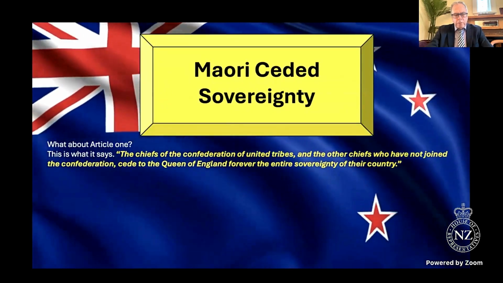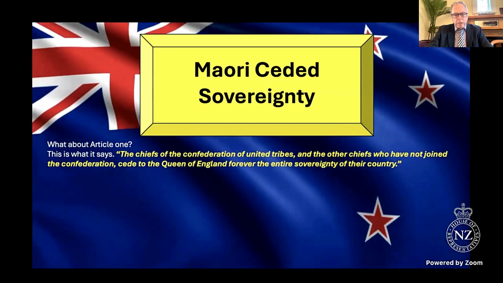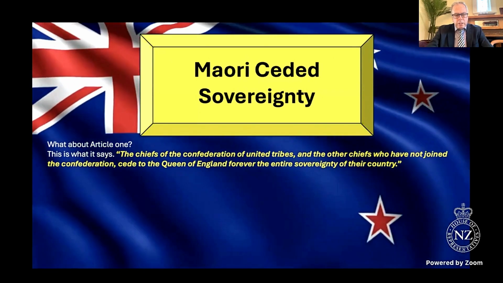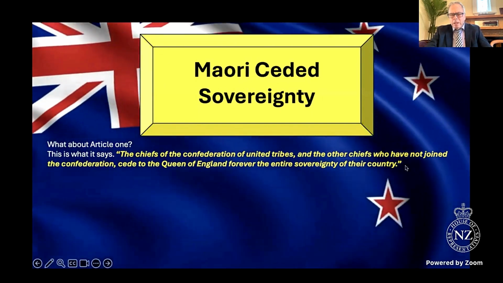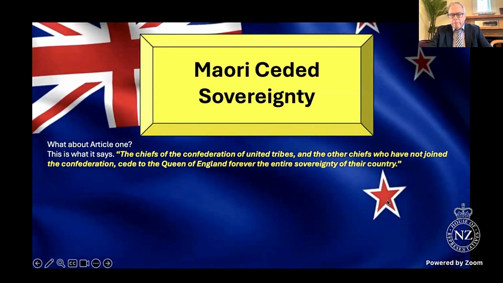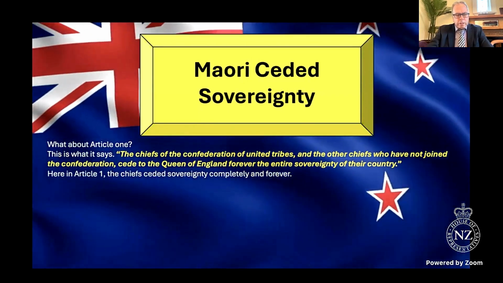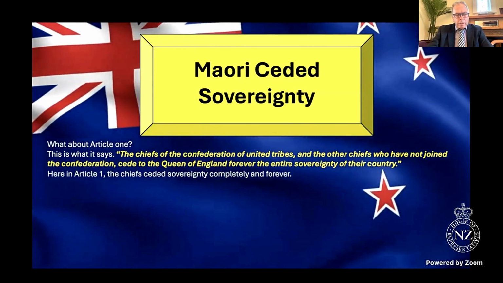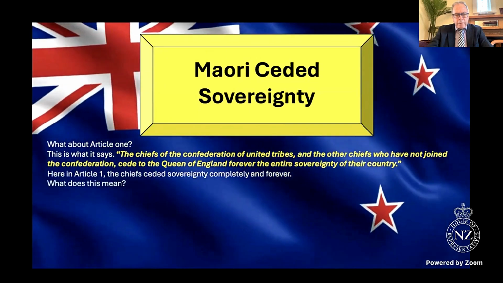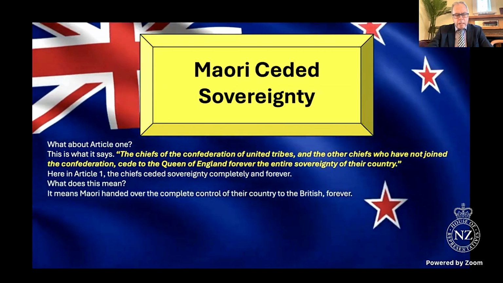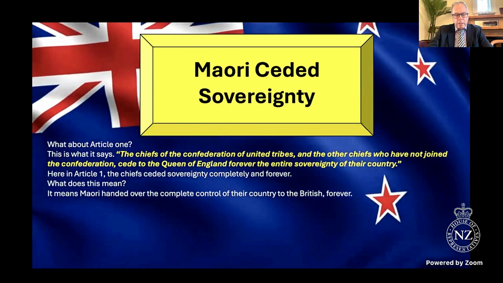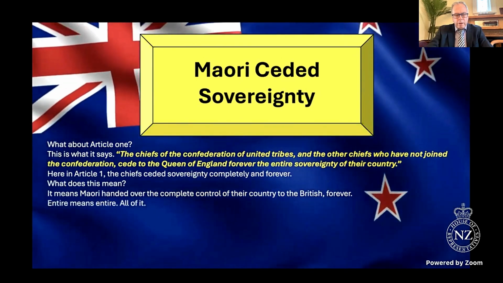The chiefs of the Confederation of United Tribes and the other chiefs cede to... and I can't quite see because something's covering this, but that's what it says. You can see that your part of the screen is covered. Here in Article 1, the chiefs ceded sovereignty completely and forever. What does this mean? It means Maori handed over the complete control of the country to the British forever.